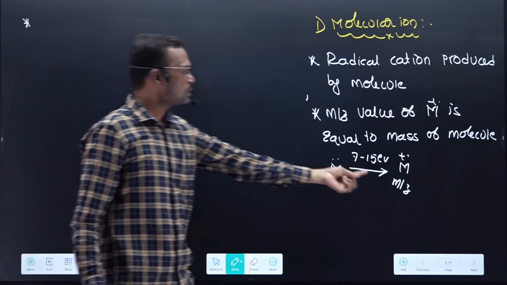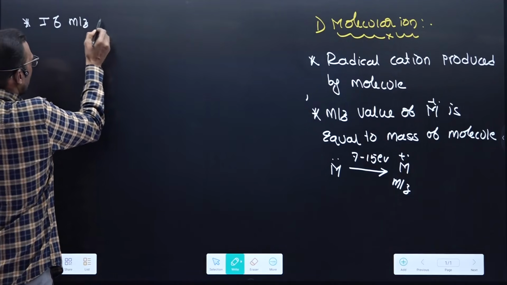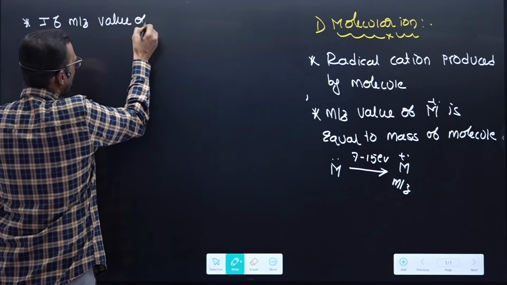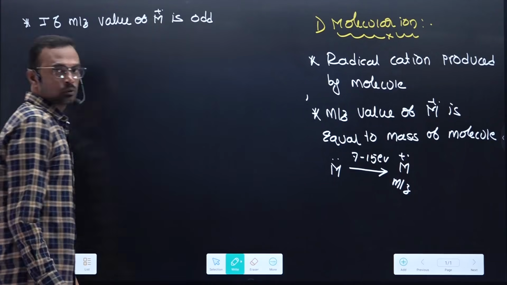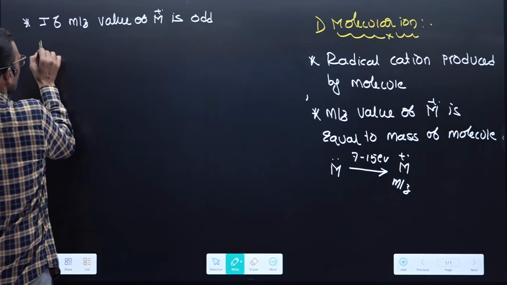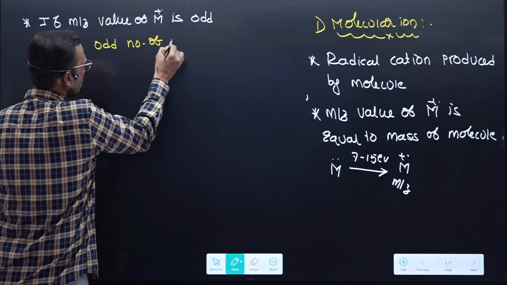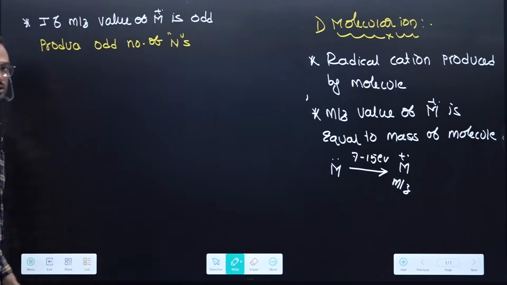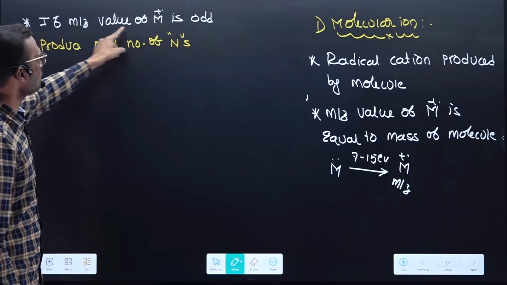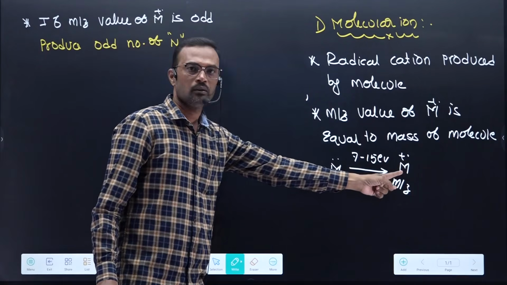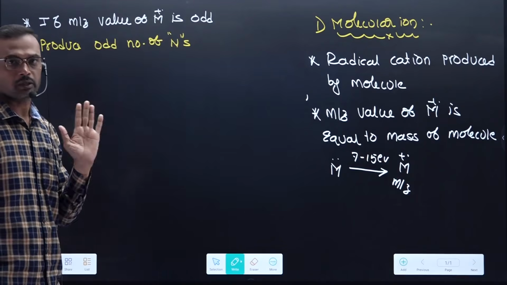After calculating the m/z value of a molecular ion, there are 2 points you need to remember. Whether the m/z value of the molecular ion is even or odd matters. If the m/z value of the molecular ion is odd, it indicates an odd number of nitrogens. This point is important. It means the molecule carries an odd number of nitrogens, maybe 1 nitrogen, 3 nitrogens, etc.